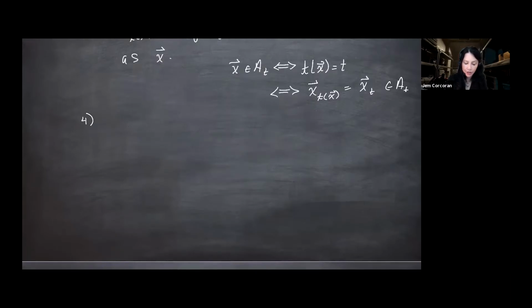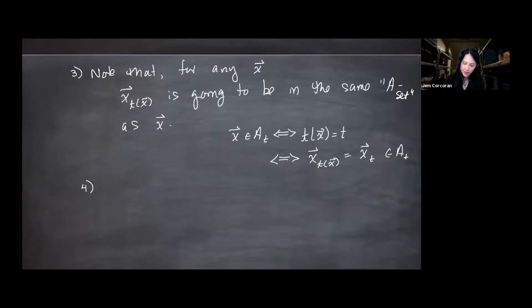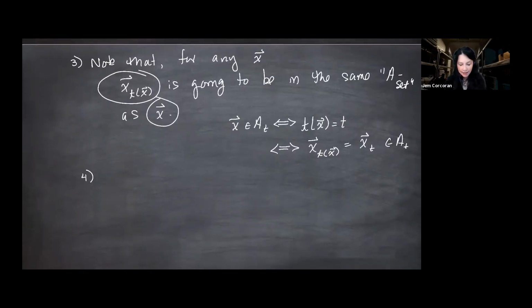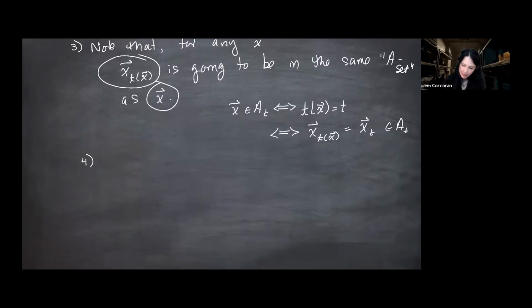I need to use the step I just wrote down. We have that the x vector sub t of the vector x is in the same partition set as x. So this means that f of x and theta over f of the vector x sub t of x and theta.